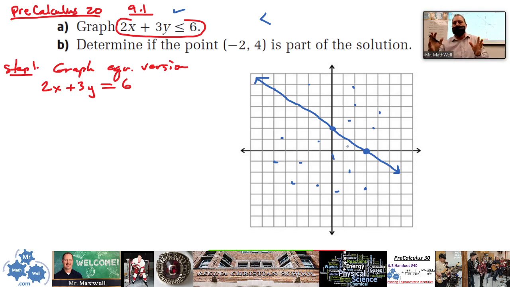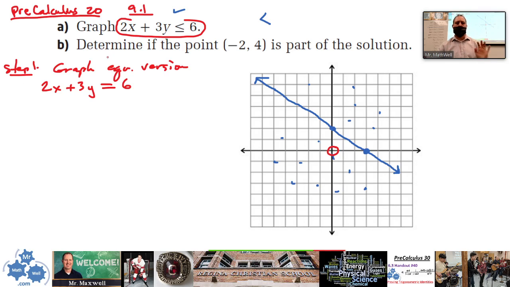So I'm going to test a point. Testing a point is probably the easiest way to determine this. And you know what's a really good point to test? 0, 0. If 0, 0, the origin, is clearly on one side of the line, then that's a good one to test. If the line goes through 0, 0, you've got a problem, and you'll need to just pick another point.